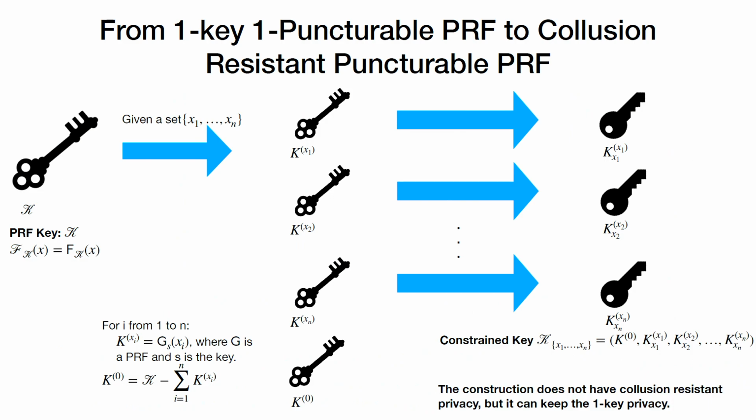Okay, so unfortunately, we can't use this idea to prove the collusion-resistant privacy of the construction, because in the definition of privacy, we don't require the constrained keys to be punctured on the same input. But fortunately, we can still prove the 1-key privacy if the underlying one-key PRF has 1-key privacy.